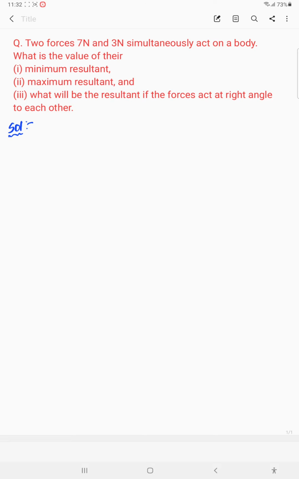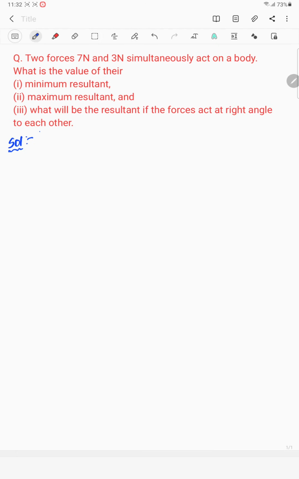Now we are seeing this problem here. Two forces, 7 and 3 newtons, simultaneously act on a body. What is the value of their minimum resultant, maximum resultant, and what will be the resultant if the forces act at right angle to each other? It seems to be easy, but let us go along with the conceptual things. Is that clear? Okay, let us start now.